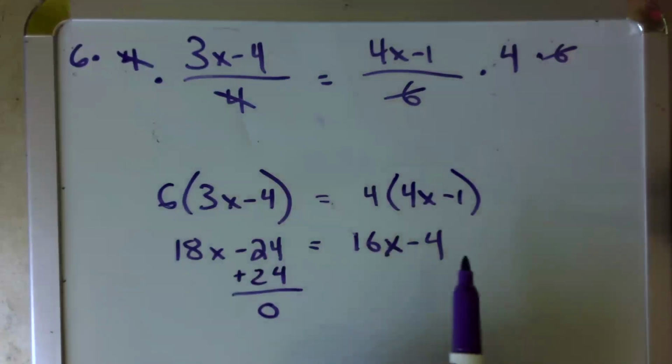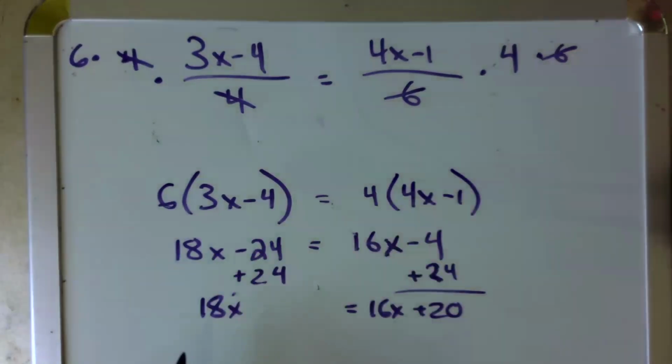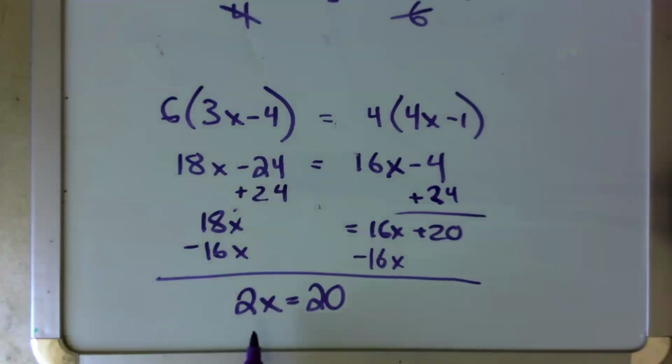But whatever I do on one side, I have to do on the other side. And now I want to do the same thing over here. I want to move this x to this side. So to get rid of it over here, this is a positive 16x. I subtract it, and whatever I do to one side, I do to the other, leaving me with 2x equals 20.